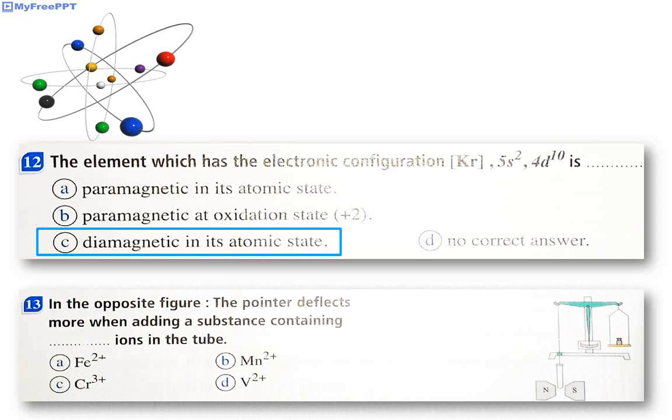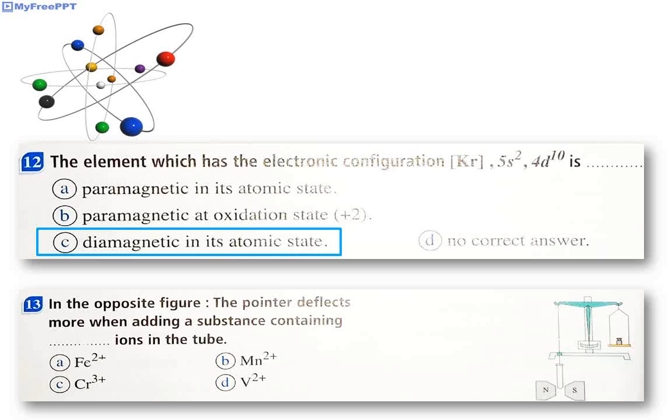Okay, another question, question number 13. In the opposite figure, the pointer deflects more when adding a substance containing which of these ions in the tube? Here we have a tube. If we want to measure the paramagnetic or diamagnetic property, we put the element here and put the two poles of a magnet, north and south, and we measure the magnetic property.